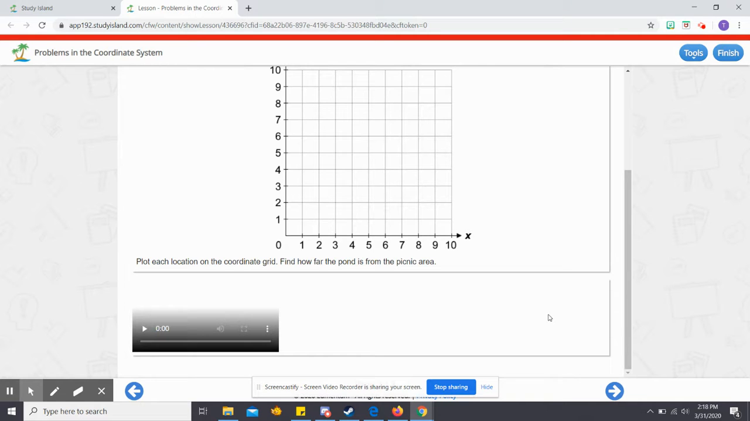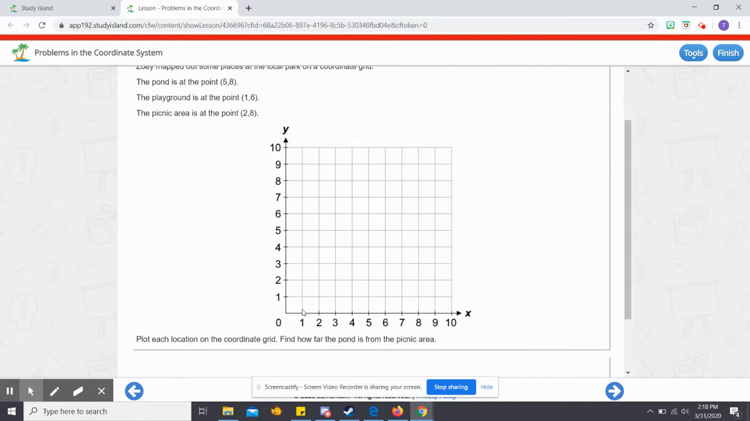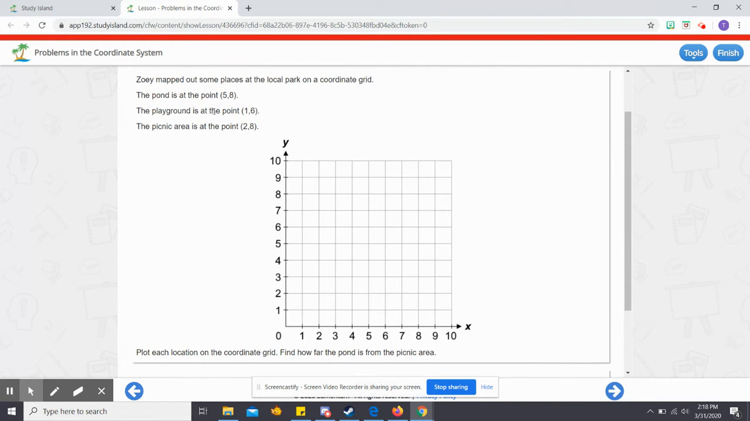How far is the pond from the picnic area? So the first thing I'm going to have to do is find out where they are. So the pond is at point (5, 8). Remember that my first number is going to be my x, how far it is on the x-axis. So I go to the 5. And then my second one is going to be how high up it is, or how far along the y-axis it is from the origin. So I'm going to go 1, 2, 3, 4, 5, 6, 7, 8. And then I would mark it.